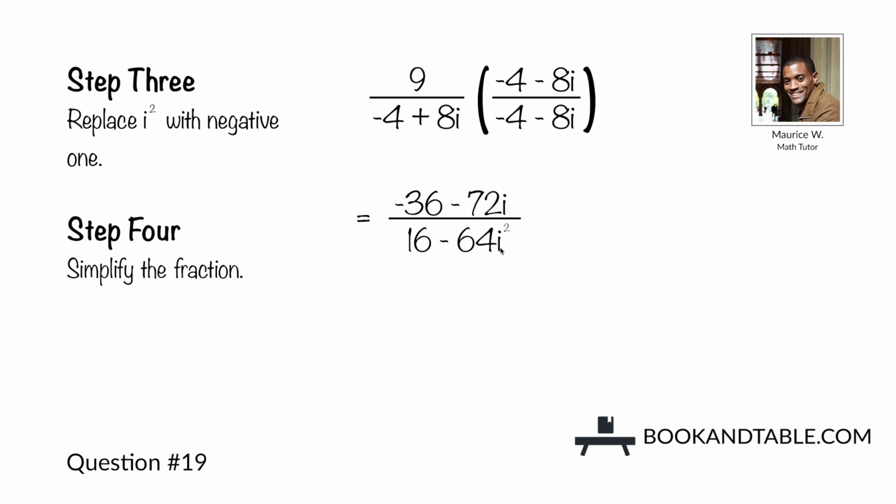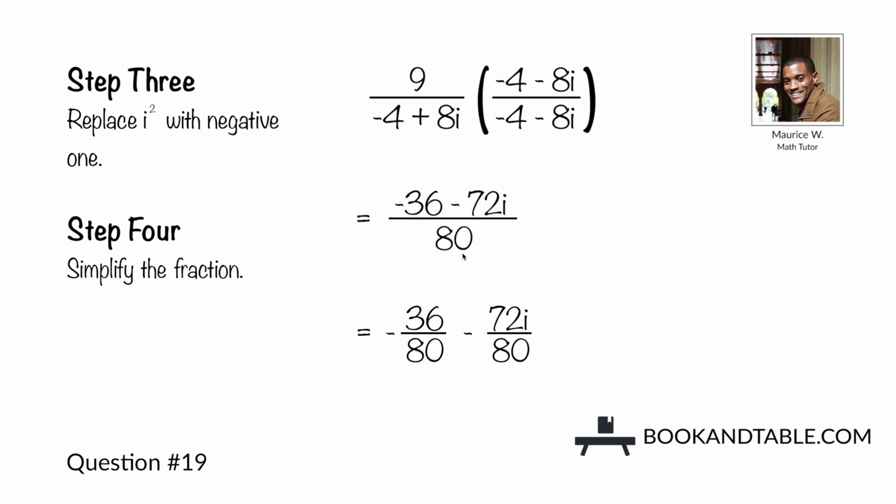We want to replace this i squared with its equivalent -1. -64 times -1 gives us positive 64. 64 plus 16 is equal to 80. So after we multiply the numerator and denominator by the conjugate, we get -36 minus 72i divided by 80. And then we want to simplify this fraction.